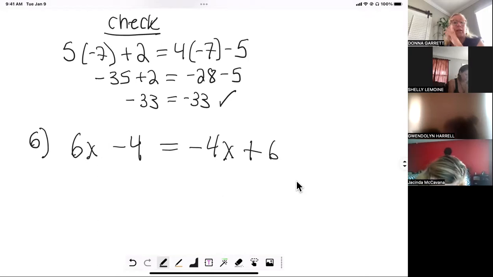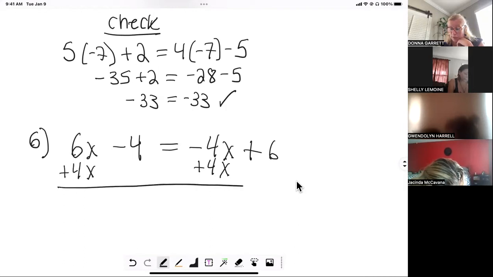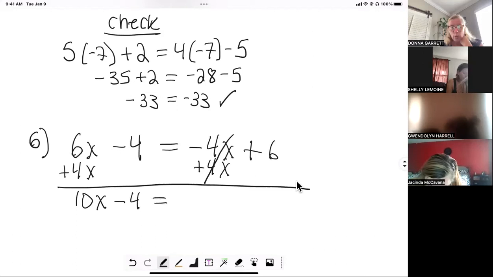And so, once again, we want to get the x's together and the numbers together, but always do your x's first. So I'm going to add 4x. It was a negative 4x, so I'll do the opposite, adding 4x to both sides. Why do I do that? Because that makes a 0 on the right side for x. If I add down, I get 6 plus 4, that's 10 x's minus 4 is equal to, now the only thing left on the right side is just 6.